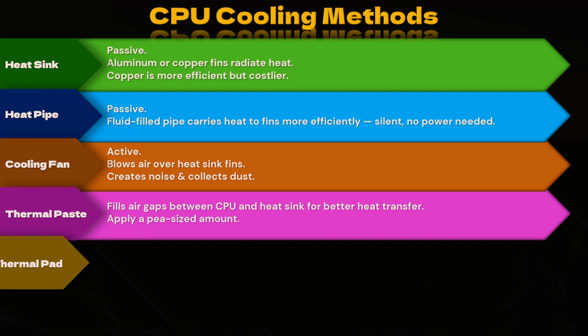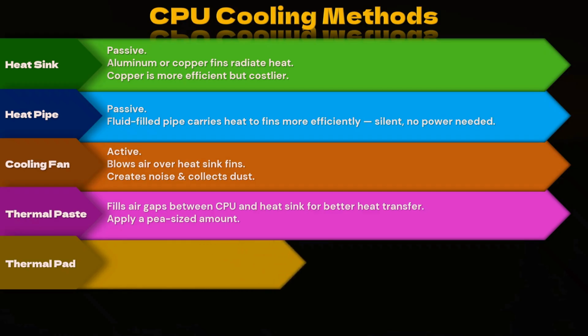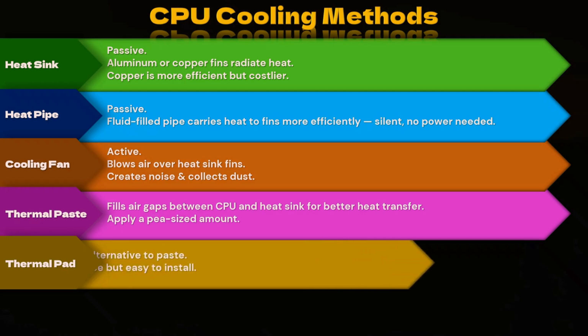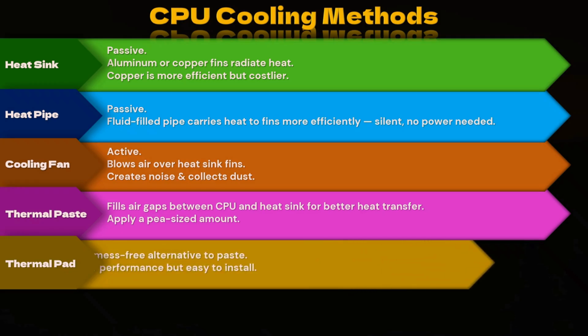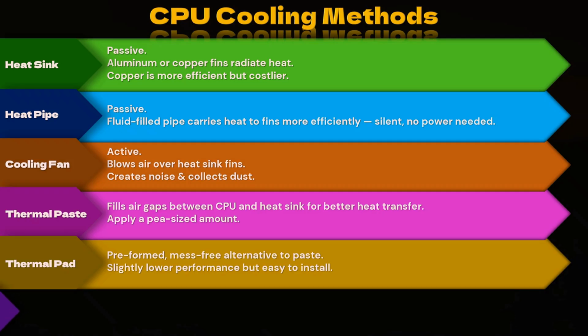Now, a thermal pad is a thin, flexible material used to improve heat transfer between a heatsink and processor. It works similarly to thermal paste by filling in microscopic gaps and imperfections between the surfaces, ensuring better contact and more efficient heat dissipation. Now, unlike thermal paste, thermal pads are typically pre-formed and easy to install, making them a convenient option for users who prefer a mess-free solution.